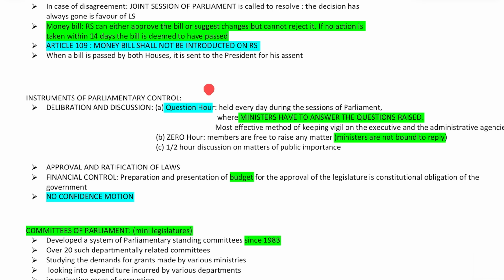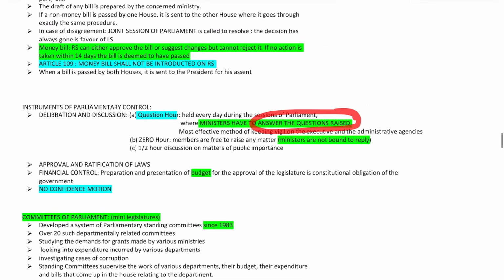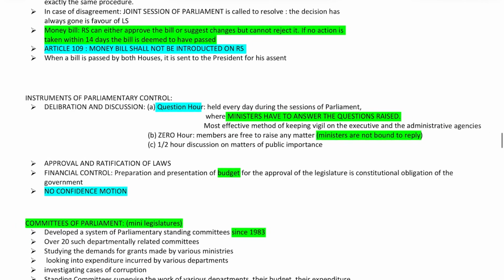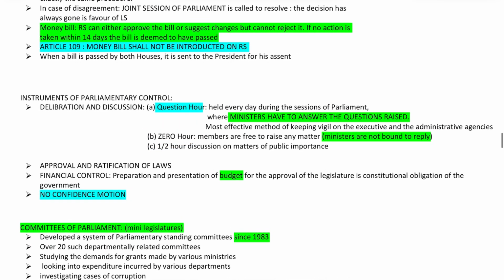So, the instruments of parliamentary control: the deliberation and discussion. Zero hour is an Indian invention. The question hour is held every day during the sessions of the Parliament, where ministers have to answer the questions raised. It is the most effective method of keeping vigil on the executive and administrative agencies. Then we have the zero hour. Members are free to raise any matter. Ministers are not bound to reply though. Then half an hour discussions on matters of public importance.